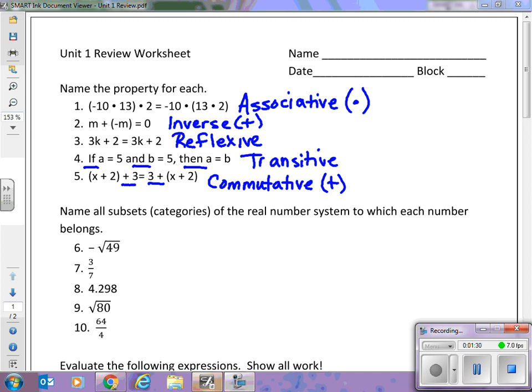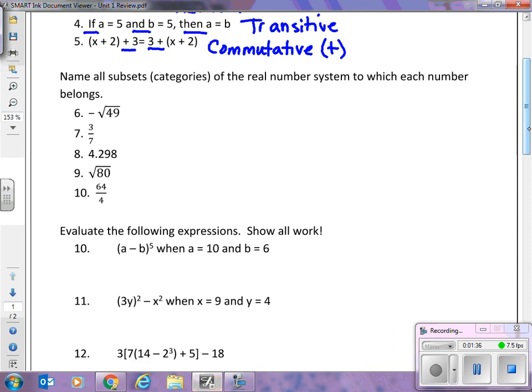Okay, there is no word bank on your test. You have to know your properties by name and be able to name exactly which one you're looking at. For 6 through 10, you're naming all the subsets or categories of the real number system that each number belongs in, not just the last one it sits in, but all of them that it belongs to.